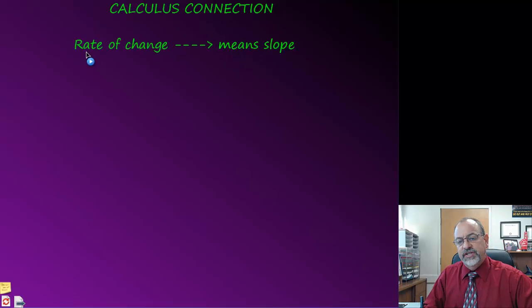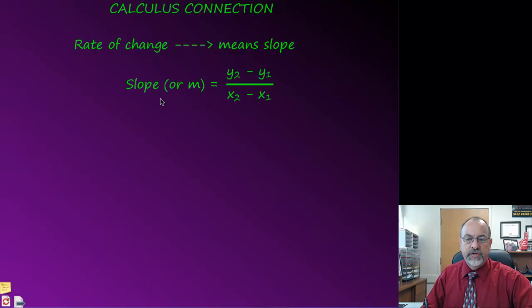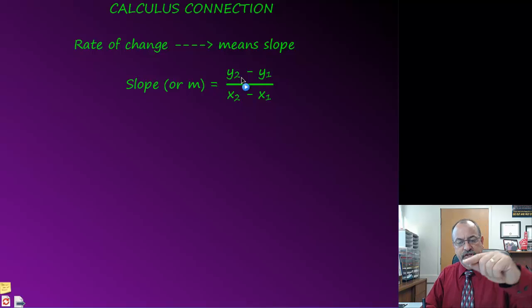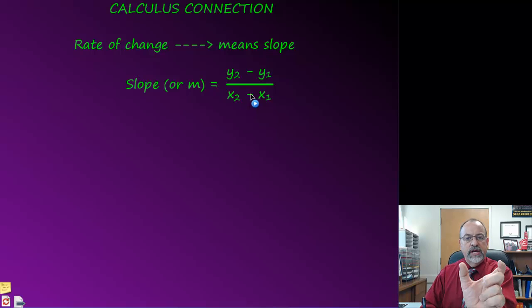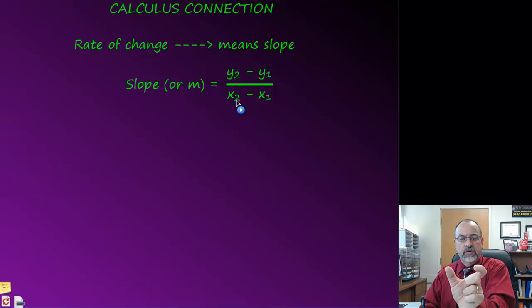So the calculus connection is this. Rate of change means slope, and the rate of change is a comparison of two things. Two things are changing. So what's the ratio of their changes? Now, when we're talking about slope, we're looking at a vertical change up and down. So how big a change do we have? Well, you take the y-coordinate of one and subtract the y-coordinate of the other. That gives you the distance between the two, so that gives you the vertical change. The x2 minus x1 is you taking the x-coordinate of one and subtracting the x-coordinate of the other. That gives you the distance between the two points, giving you the horizontal change. So slope is simply a comparison of the vertical change to the horizontal change.